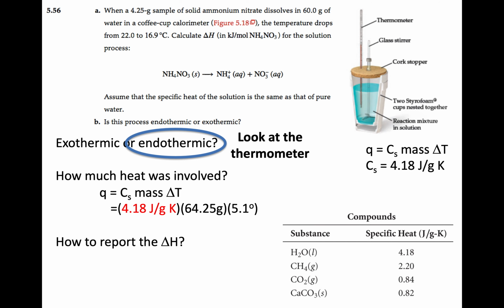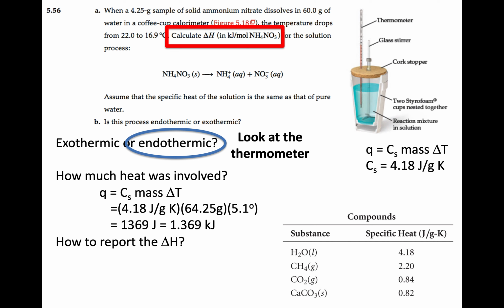How much heat was involved? Well, in this case, we have a specific heat value given, using that for water. The total amount of solution that changes, I have its mass value, and when I say total amount, I'm making an aqueous solution, and I need that entire mass in my calculation, and I've got the temperature change, so I can figure out how many joules or kilojoules were involved.